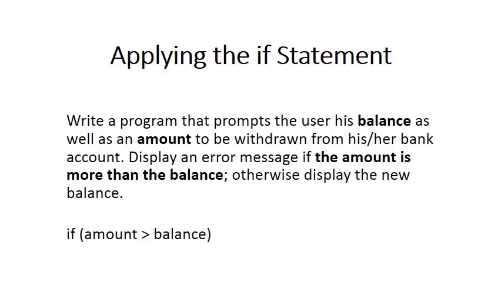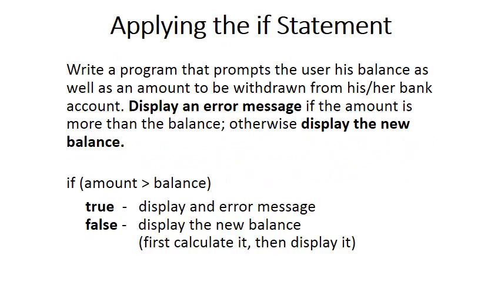Okay, so once you know that there is a choice to be made, your next question would be what is the condition that determines the outcome of the choice? So what decision needs to be made? And if you read through this question, it clearly says if the amount is more than the balance. So we can immediately see that somewhere in our code we will have two variables, amount and balance, and the if statement will say if amount is greater than balance.